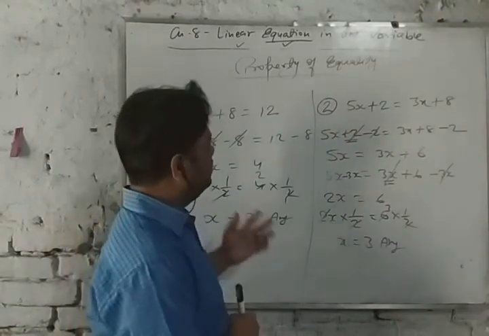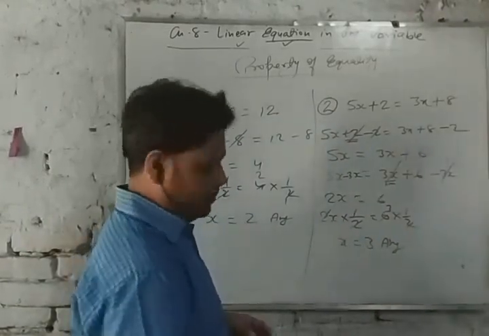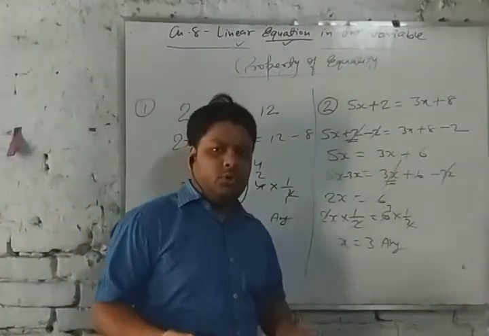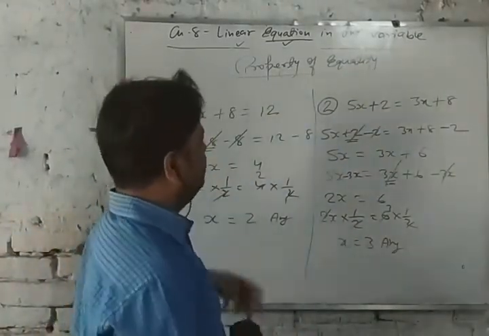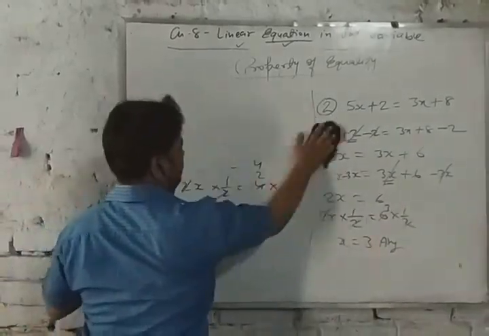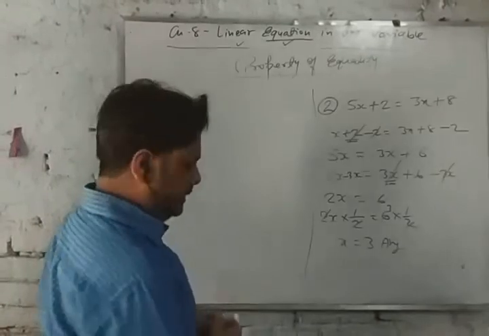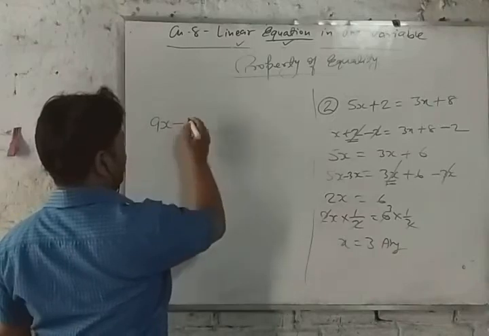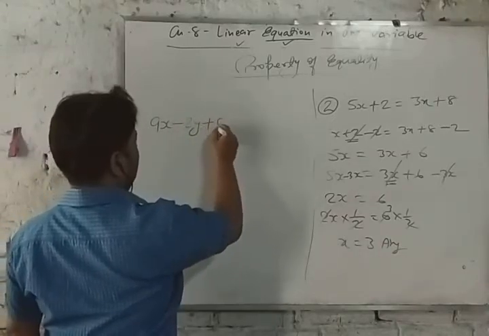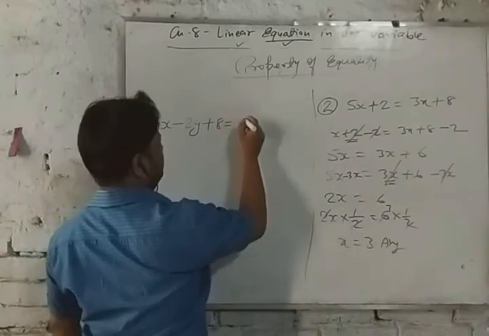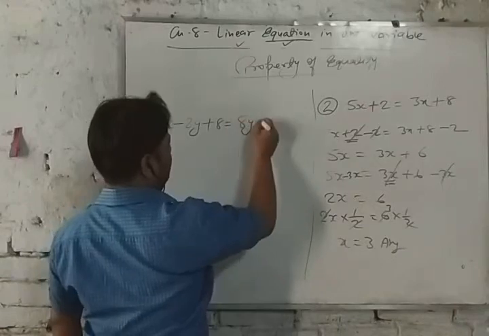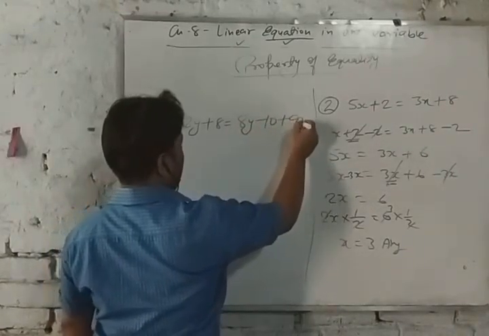I hope that you all have understood this property. Okay. Now students, let's have some more questions to clear our doubts about this property. Okay. Now the question is that 9x minus 2y plus 8 is equal to 8y minus 10 plus 9x.